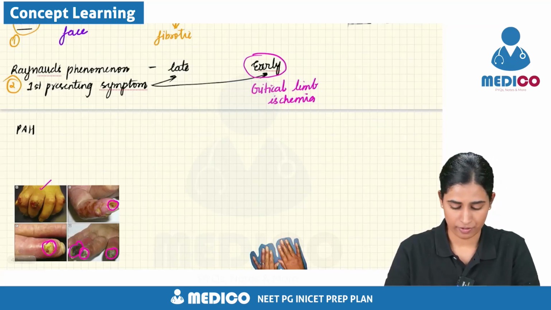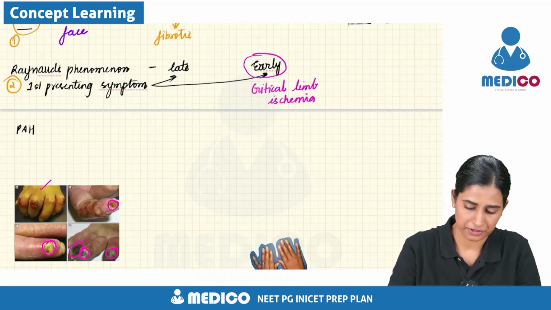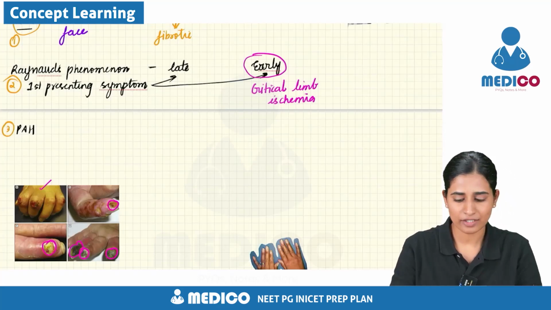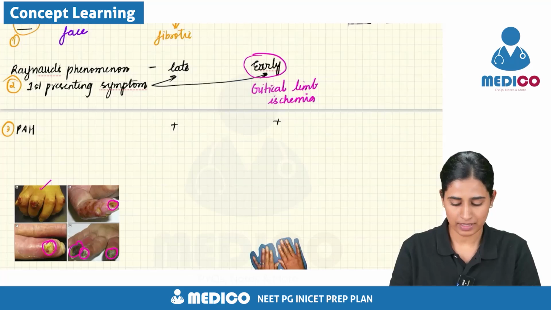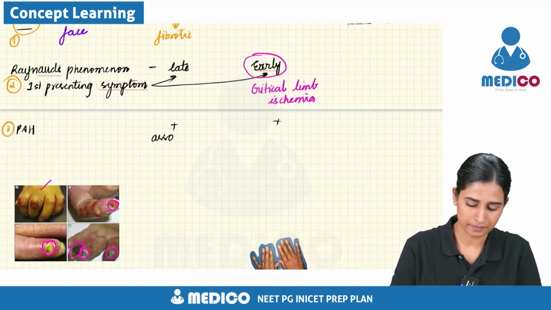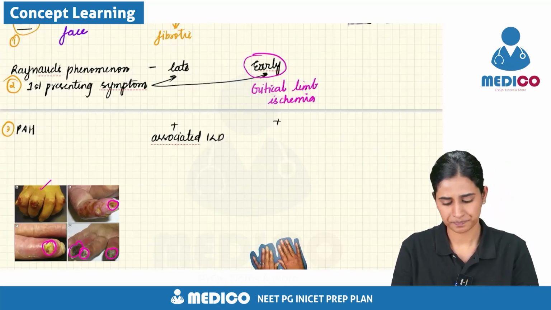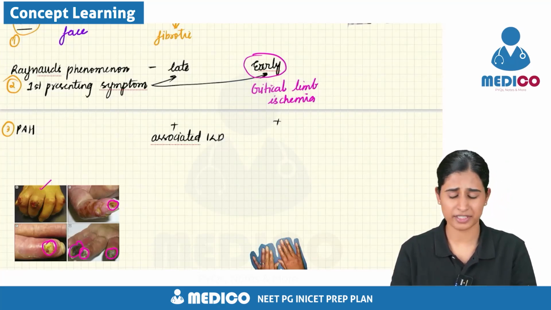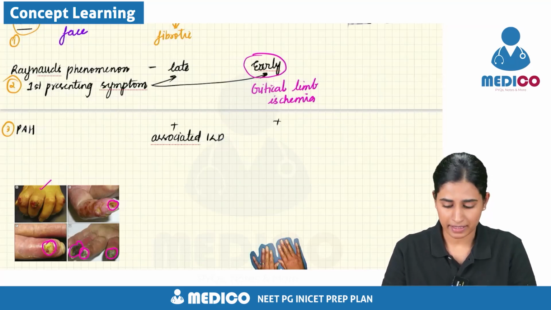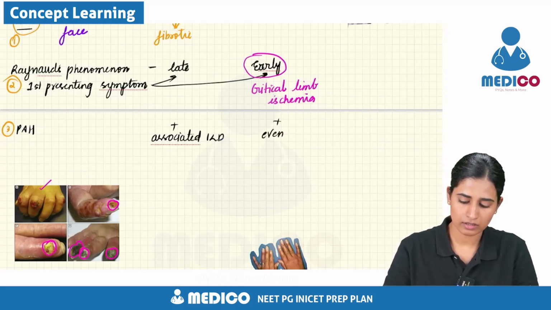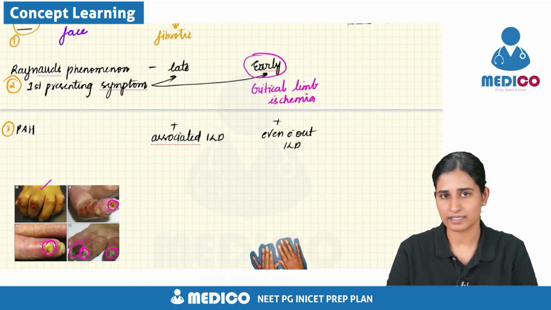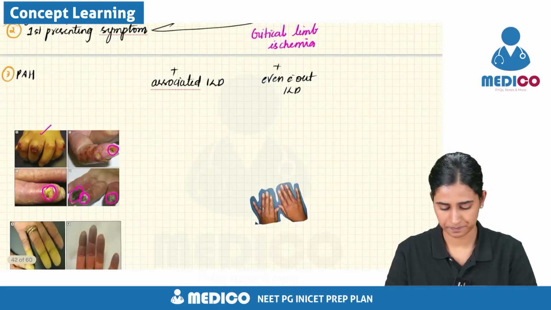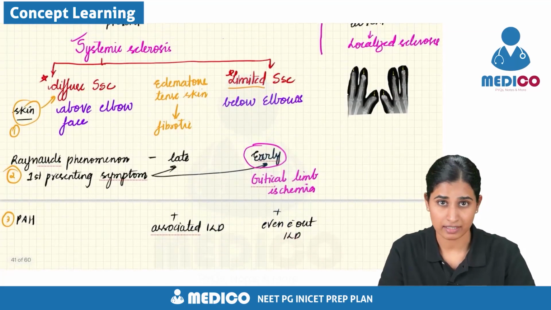Next, coming to PAH, pulmonary artery hypertension. Pulmonary artery hypertension is seen in both, but in diffuse it is associated with ILD. So when there is a lung disease, there is pulmonary artery hypertension, yeah, it's normal. But in limited, even without ILD, it can develop PAH. It's not always associated with ILD in limited. So these are the basic differences.